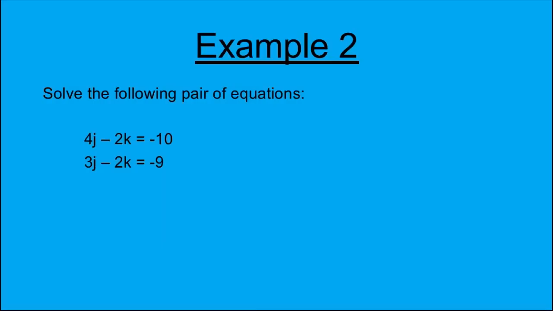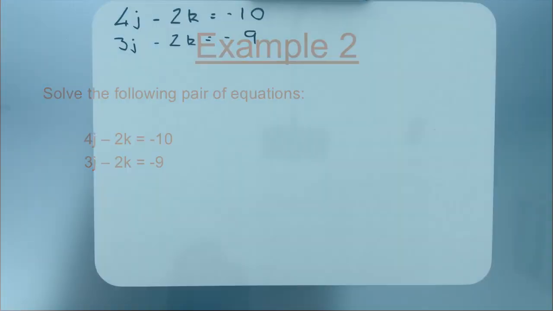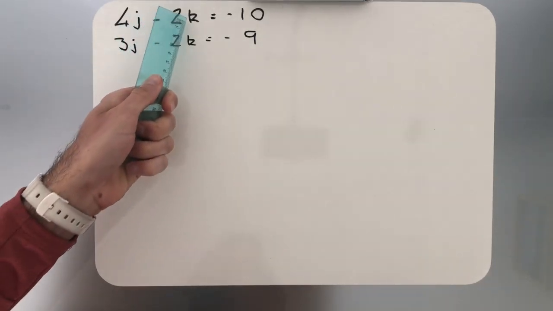Example 2. Solve the following pair of equations. 4j subtract 2k equaling -10, and 3j subtract 2k equaling -9. Once again, you'll see in example 2, we've got two equations, we've got two unknown variables. As soon as that happens, you should be thinking you must solve them simultaneously. Now, the only way that we can do that is through checking that we have same coefficient, yet different signs.